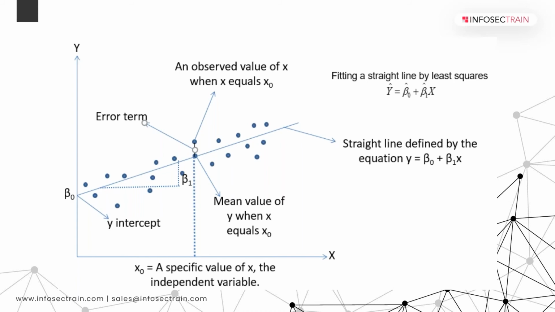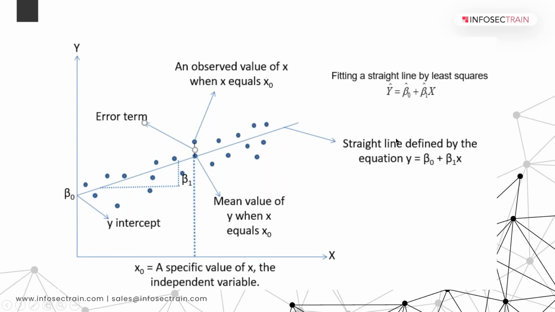Now you see, we have the data points. These blue data points are the actual data points. I plotted this scatter plot, and I also found the regression line by using the least square method.